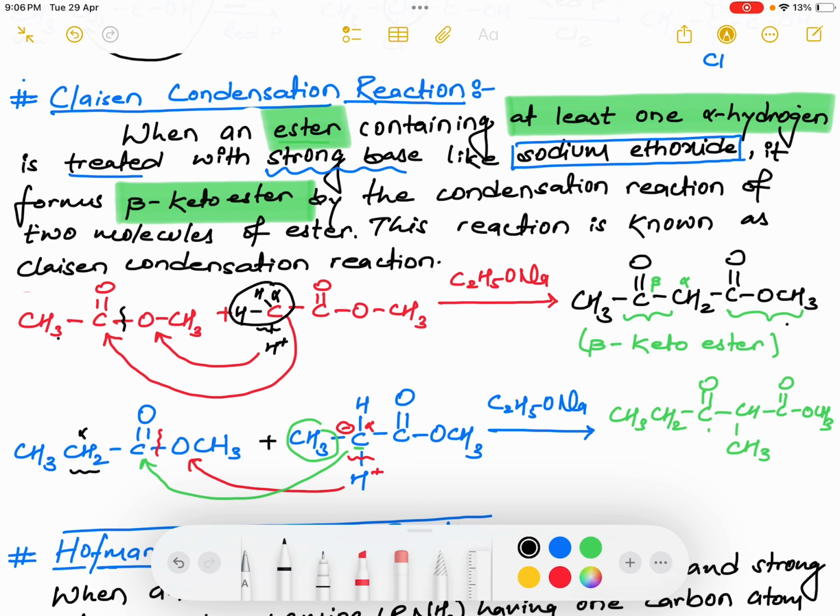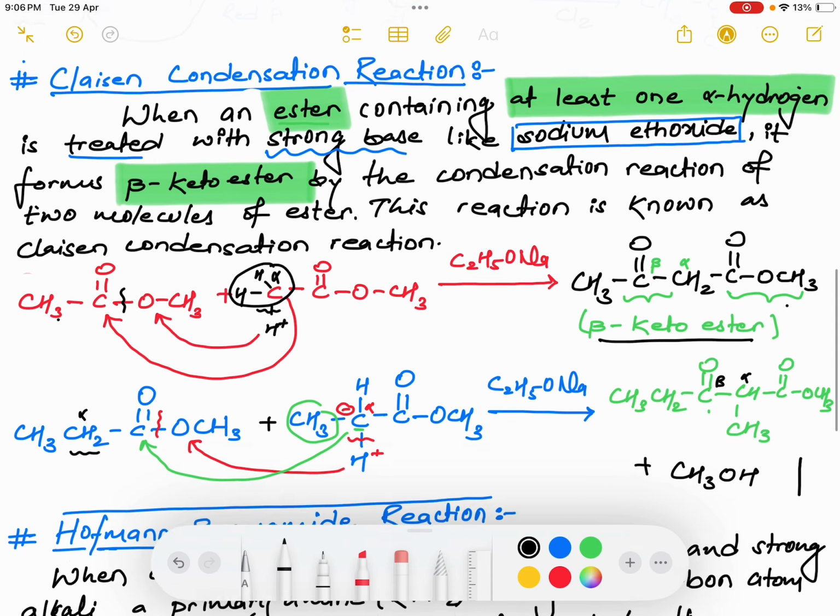So this is my alpha carbon and this is my beta carbon. And here it is your beta ketoester along with the liberation of CH3OH. So this is known as Claisen condensation reaction.